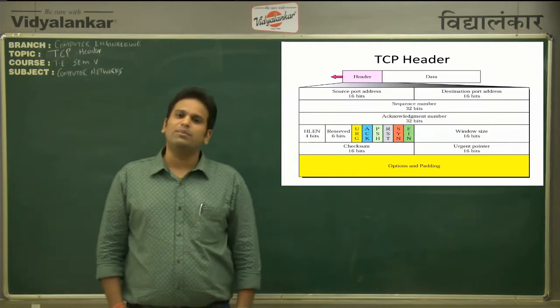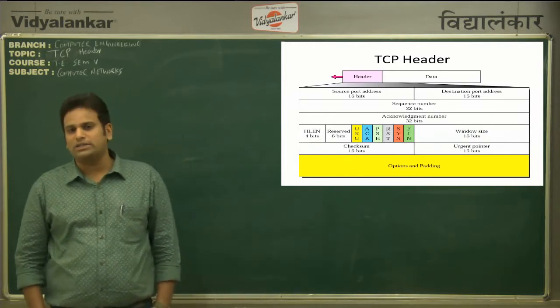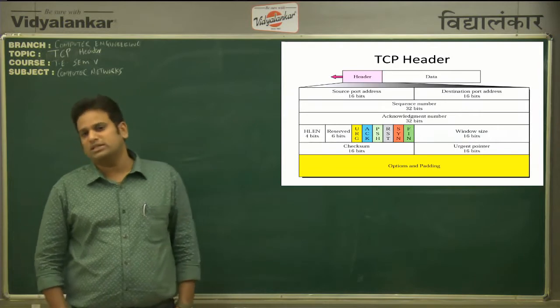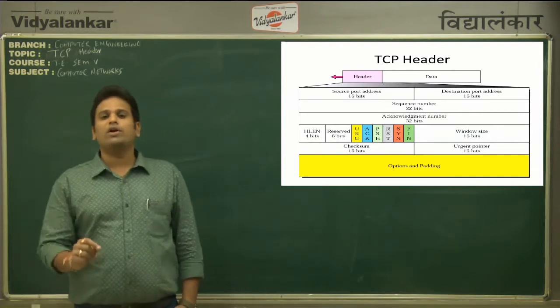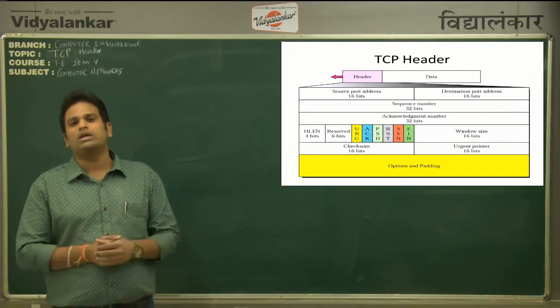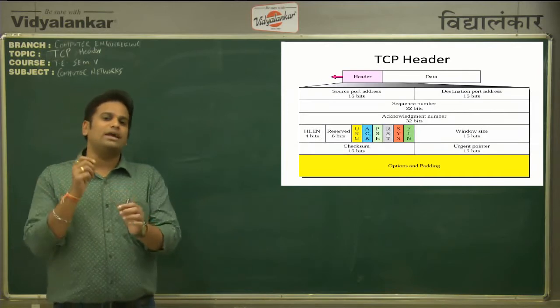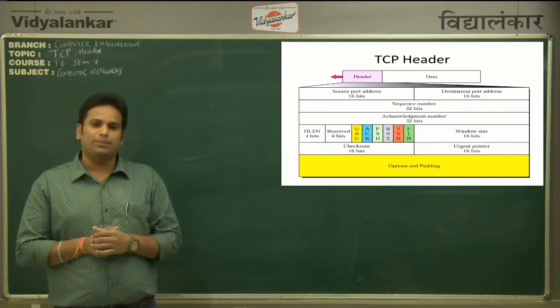So the first 16 bits is the source port address and the next 16 bits is the destination port address. Then what you can see is a 32-bit number known as the sequence number. It is the starting byte number of the segment.